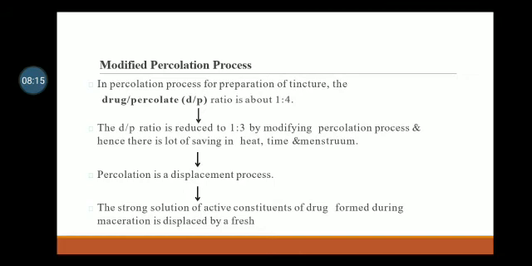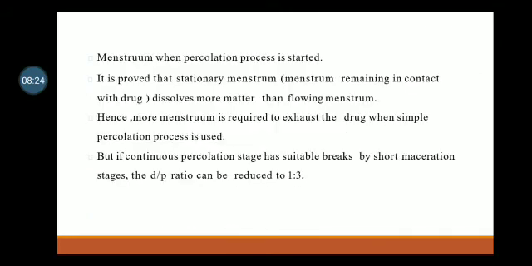Percolation is a displacement process. The strong solution of active constituent of the drug formed during maceration is displaced by a fresh menstruum when the percolation process is started. It is proved that stationary menstruum remaining in contact with the drug dissolves more matter than flowing menstruum. Hence, more menstruum is required to exhaust the drug when the simple percolation process is used. But if the continuous percolation stage has suitable breaks by short maceration stages, the D by P ratio can be reduced to 1:3.